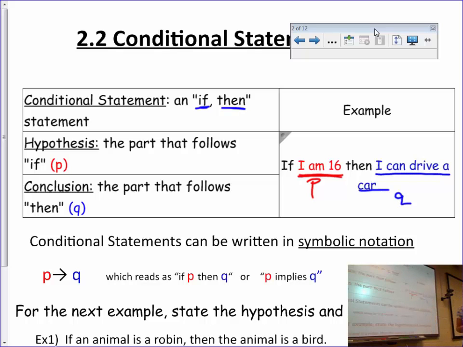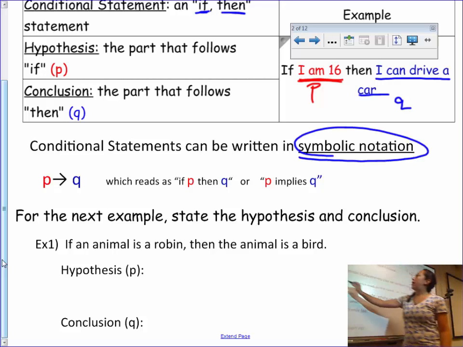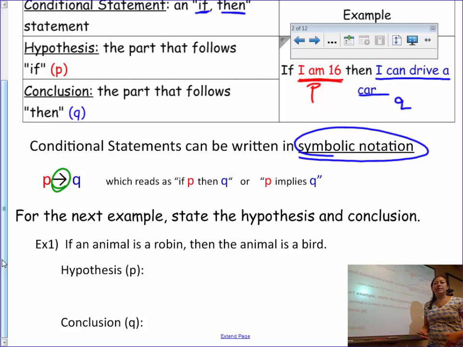Now, since we can write them in sentences, and we've given them letters P and Q, we can also write them using symbols. As mathematicians, we didn't study English for a reason. We don't really want to write down everything all the time, so being able to go back and forth between symbolic notation and regular writing notation is going to be a good benefit for us. So we're going to talk about symbolic notation. This arrow between P and Q is going to indicate that we're saying if P then Q, or P implies Q.